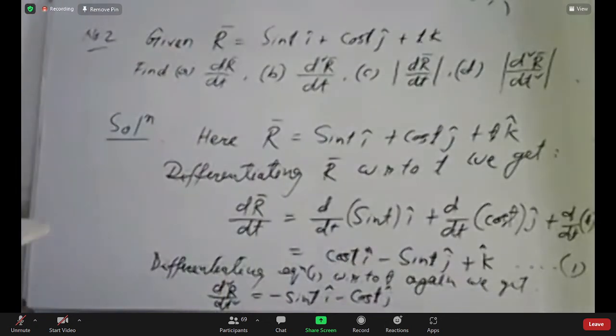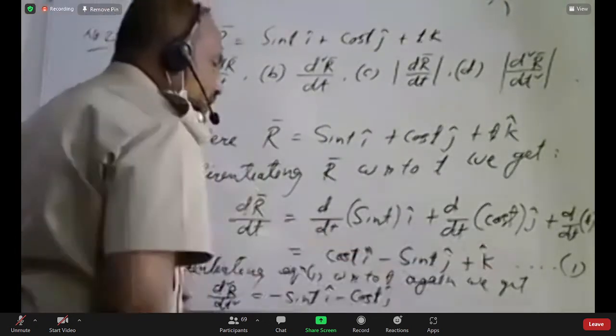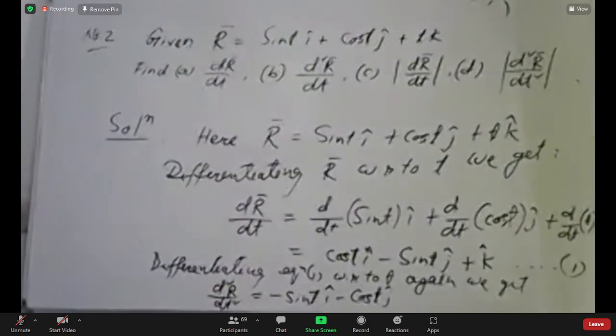If you differentiate 0, because there is a 1 multiplied with the vector k, it will be constant, and this will be 0.